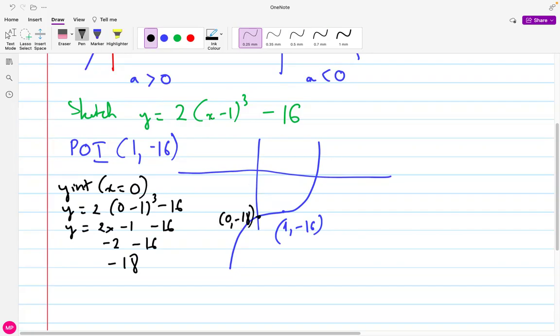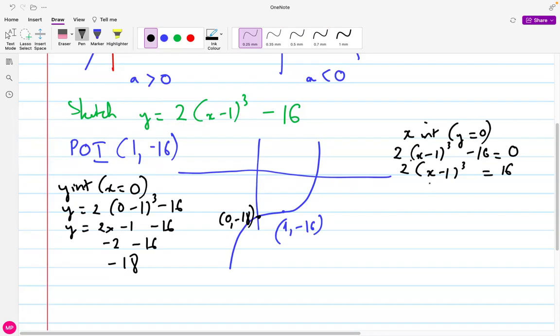Then you find the x-intercept: you let y equal 0. You will have 2(x minus 1) cubed minus 16 equals 0. You move the 16 over, so 2(x minus 1) cubed equals 16. Then you divide by 2 on both sides. (x minus 1) cubed equals 16 over 2, which is 8. Then you cube root 8.